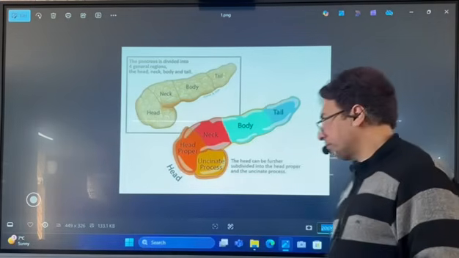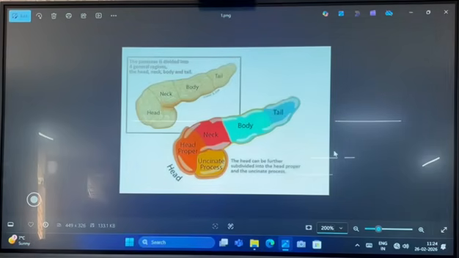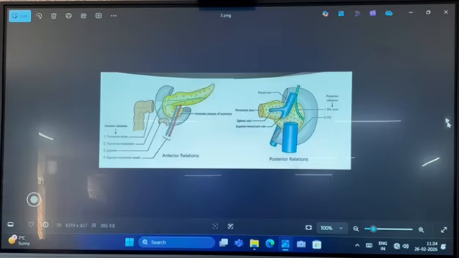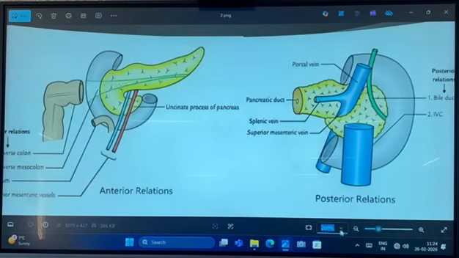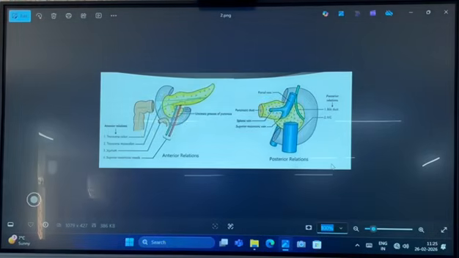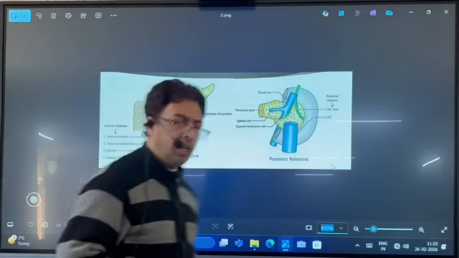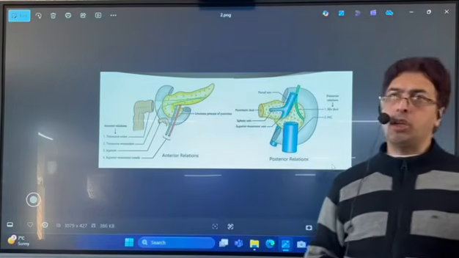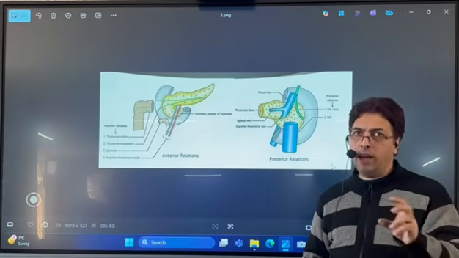After this, we go to the next slide. As you can see over here, the next slide shows the relations of these parts of the pancreas. As far as the head, neck, body, and tail of the pancreas are concerned, it is a question quite frequently asked, and it is of much importance.